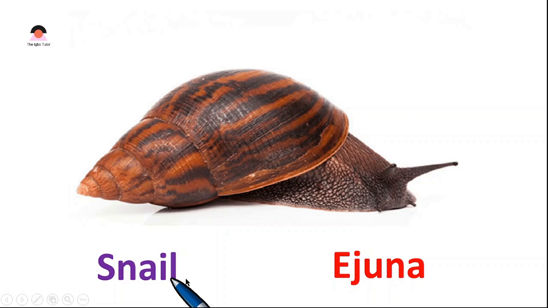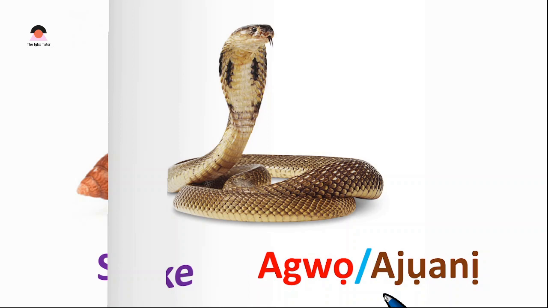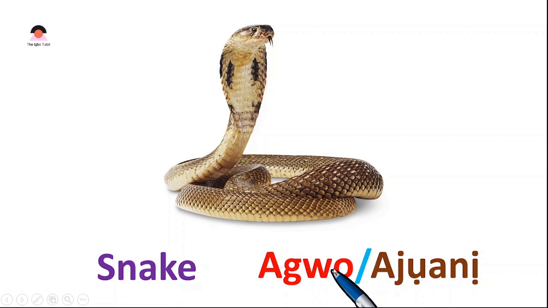Next is snail. Snail is called ejuna. Ejuna in Igbo language. Let's move on to the next one. We have snake. Snake is generally called agwo. Agwo, that's the general name.